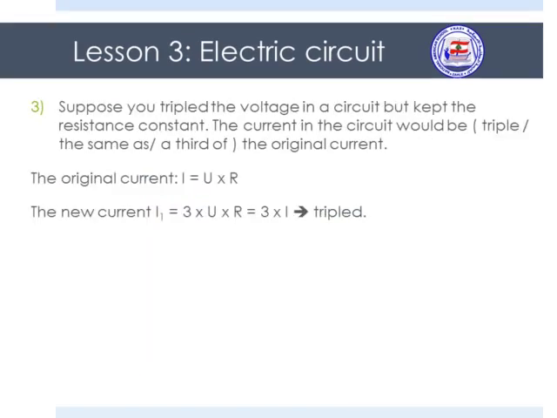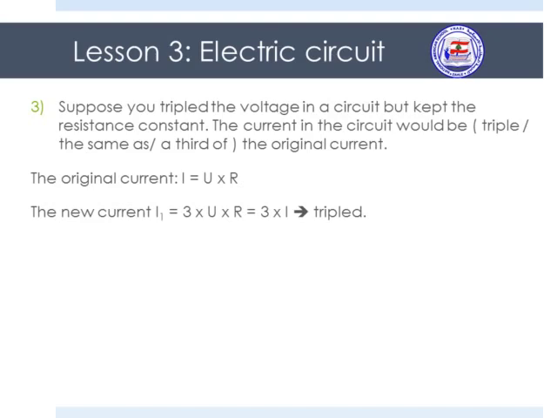Part 3. Suppose you tripled the voltage in a circuit. Tripled means that the voltage is now times 3, but kept the resistance constant, so we didn't change the resistance. The current in the circuit would be triple, the same as, or a third of the original current. So to be able to solve this question, let's calculate the original current. The original current is equal to the voltage, which is U, divided by the resistance, which is R.